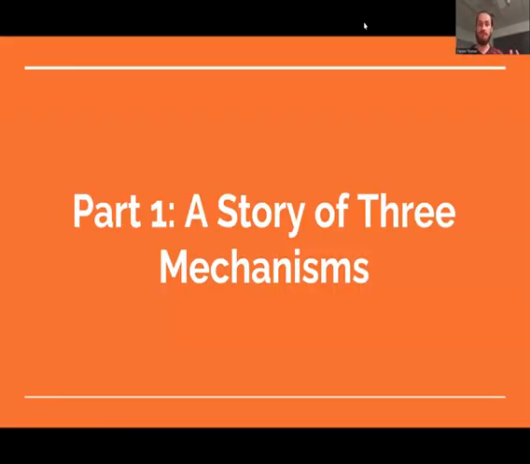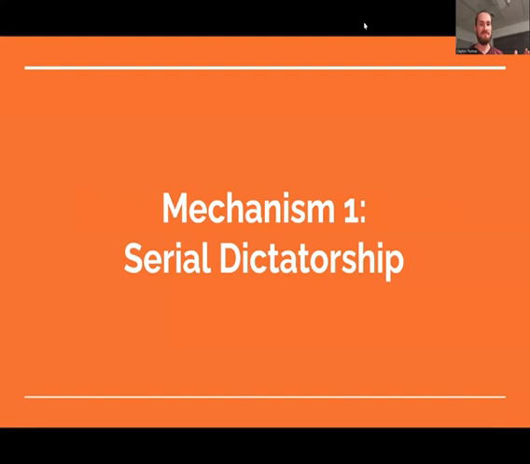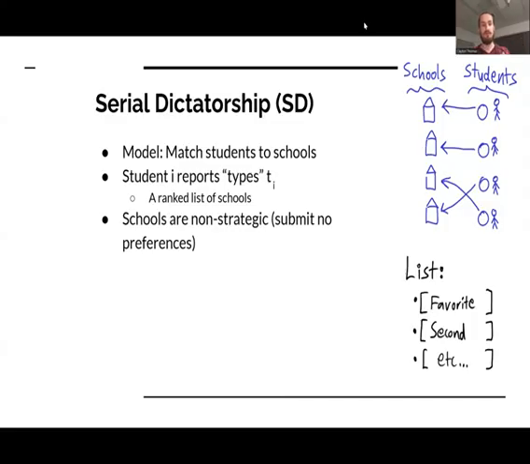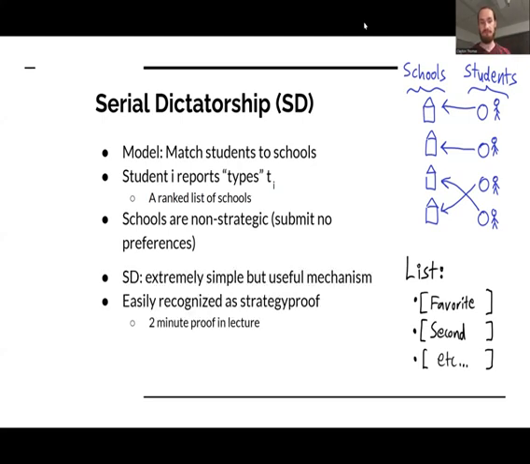Okay, part 1, a story of 3 mechanisms. Mechanism 1, serial dictatorship. So recall we're matching students to schools, and every student reports a type T_i, which is a ranked list of the schools. But I'll clarify, schools in my whole model are non-strategic. They don't submit preferences. They don't have their own desires about which students they get.